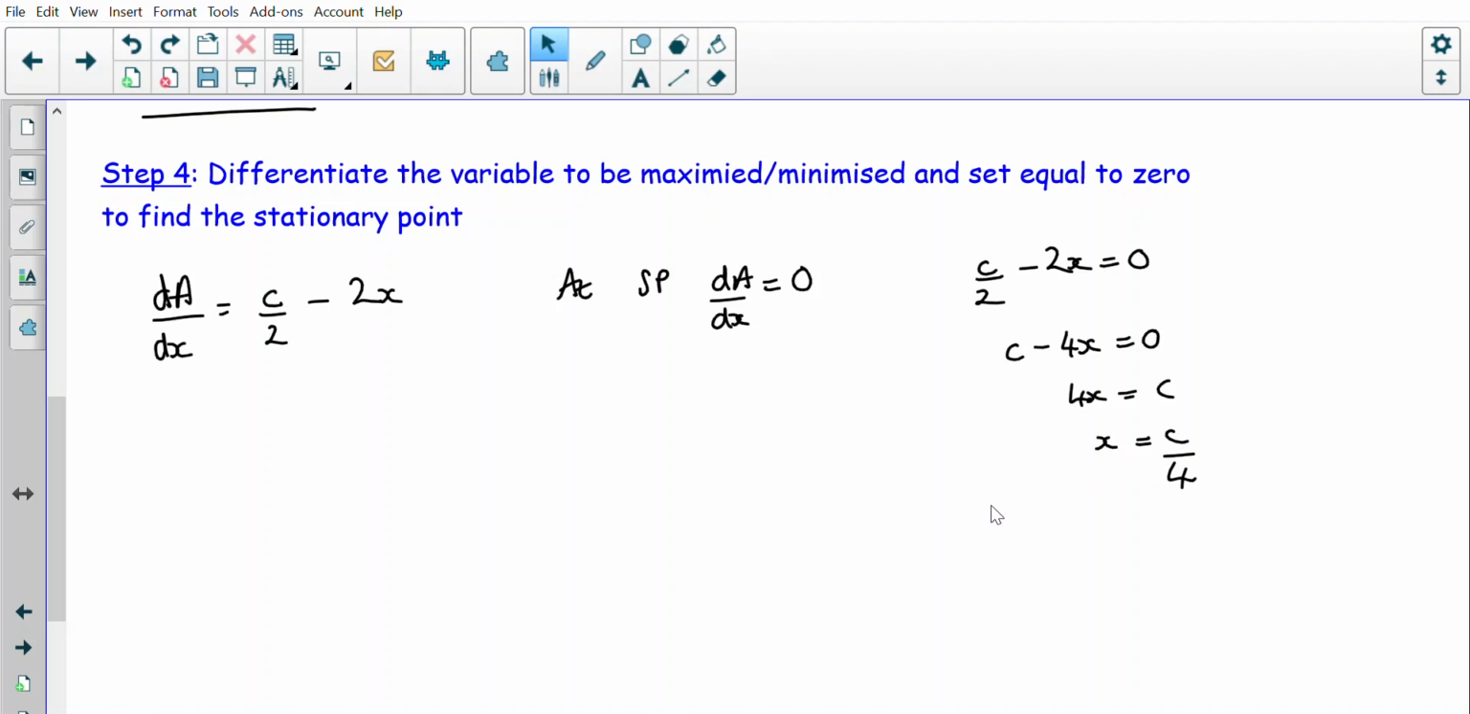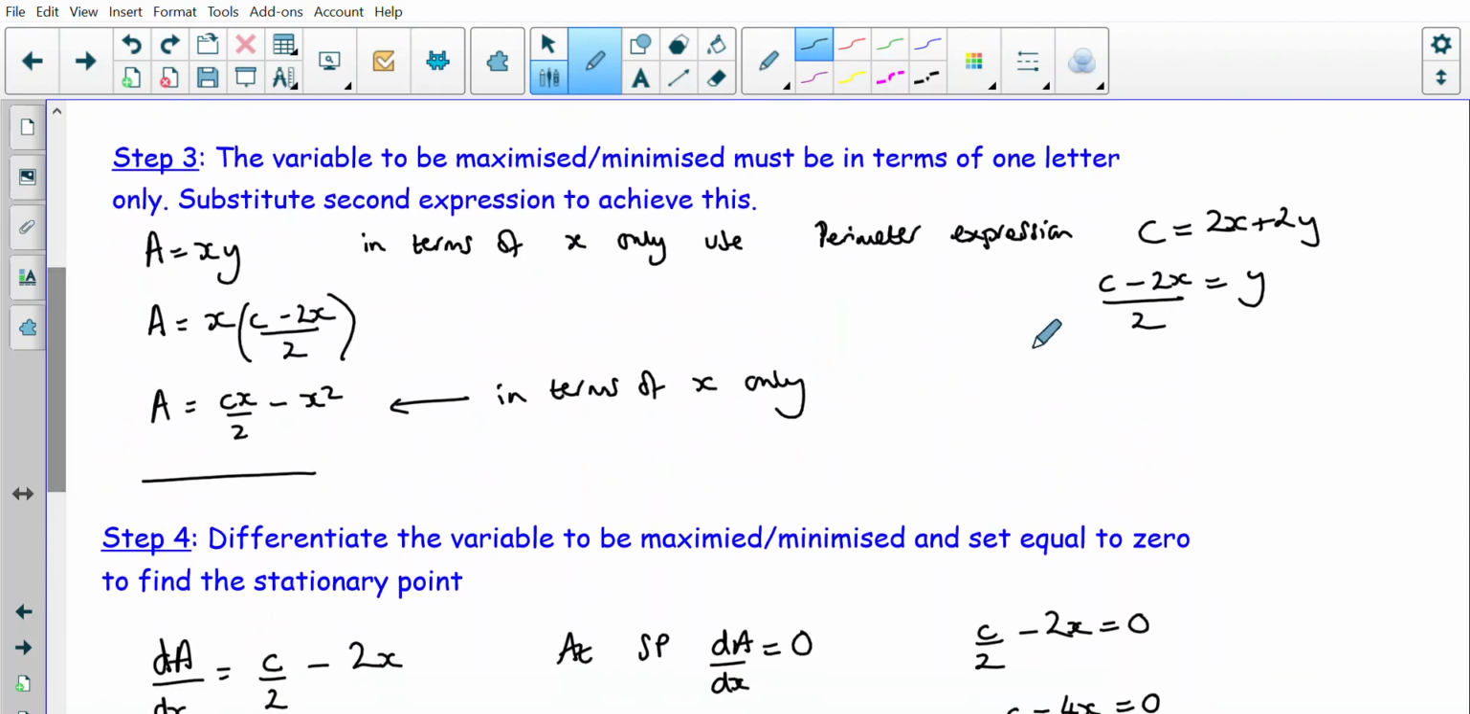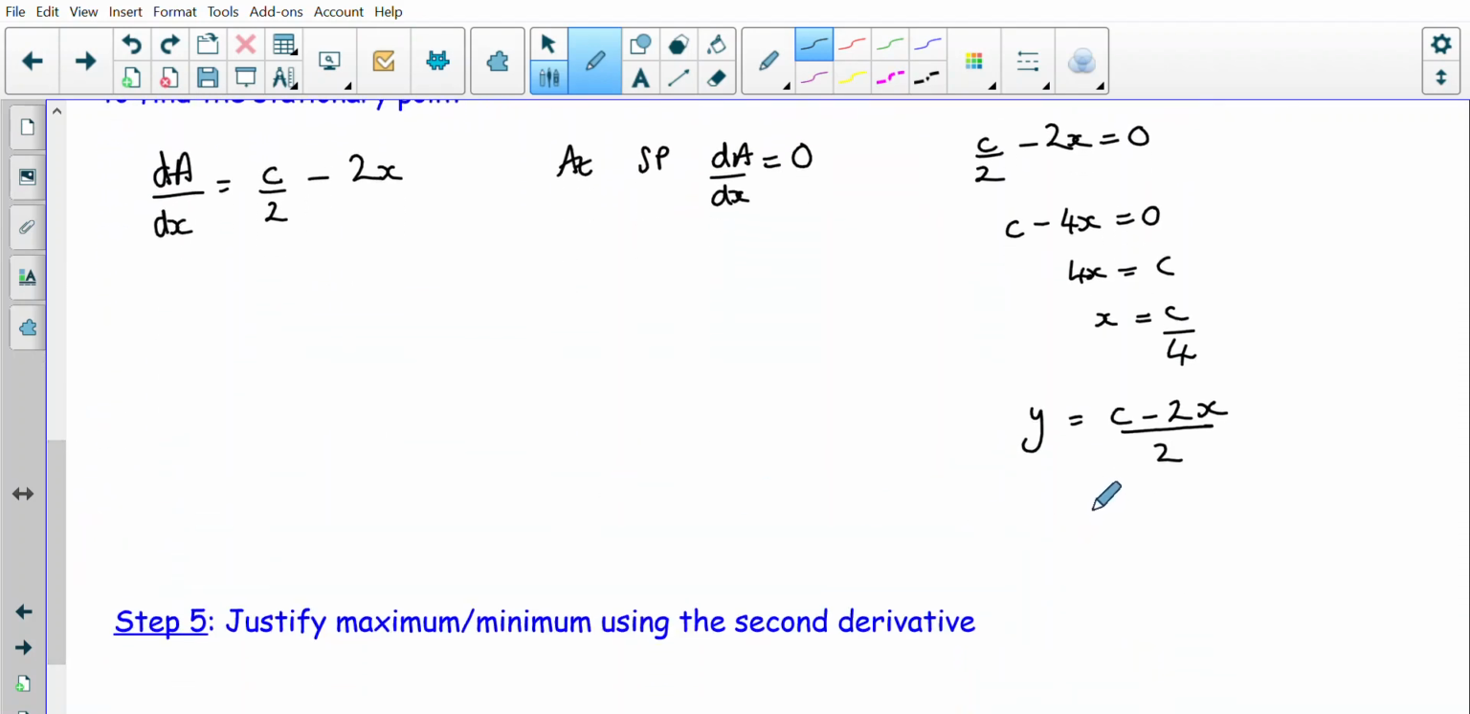We know from above that y is equal to (c minus 2x) over 2. That came from when we rearranged the expression for the perimeter. So that was equal to c over 2 minus x, and if we substitute when x equals c over 4, we're going to get c over 2 minus c over 4, which gives me y equals c over 4.